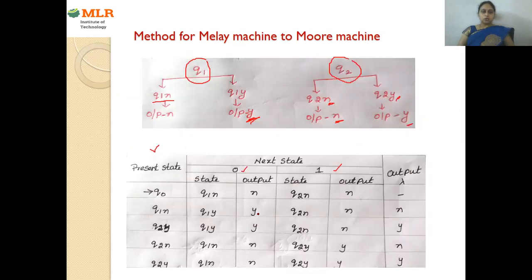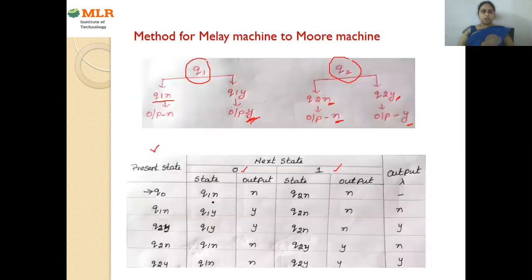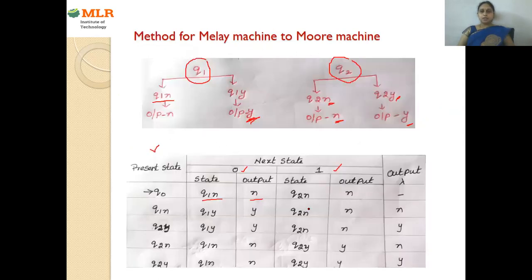For that, what we need to do is, in the first one, we have Q1N. That means the output is N. That's why we consider the state as Q1N, and the output is N. In a similar way, on Q2, the output is N. That's why we need to consider this state as Q2N, and the output is N. And we will see later why you are getting this as empty. First, we will concentrate on this one.